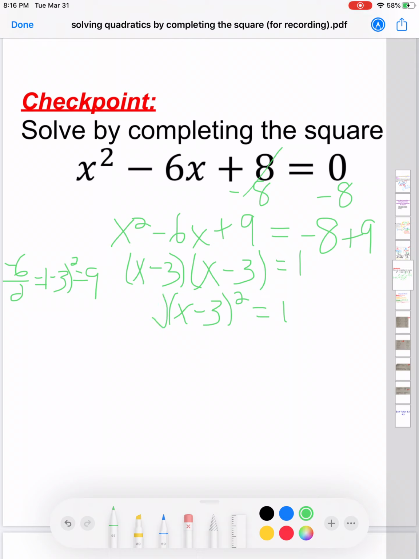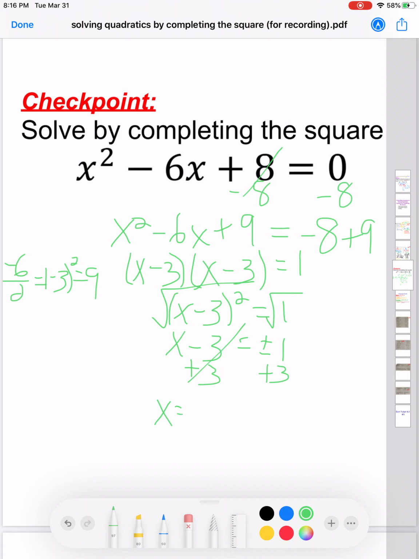Step 4 says to take the square root of both sides. So we're left with x minus 3. And on the right side, the square root of 1, nice and straightforward. The square root of 1 is just 1, so I'll write positive 1 or negative 1. Last step is to solve for x, so I'm going to add 3 on both sides.